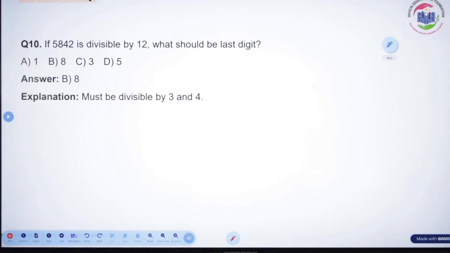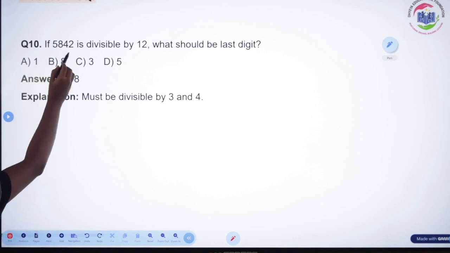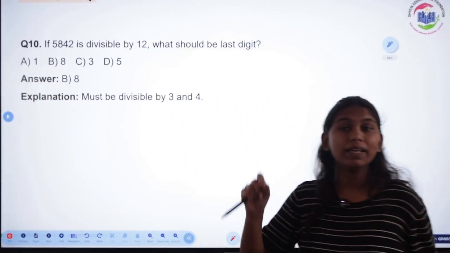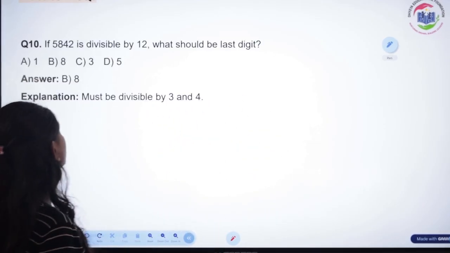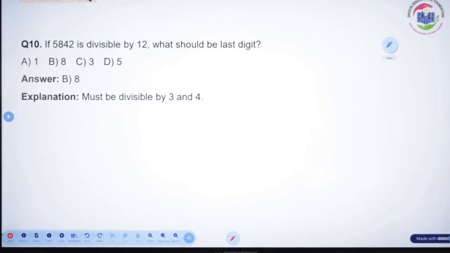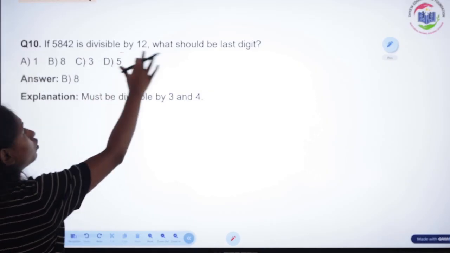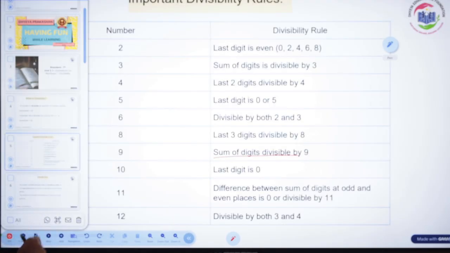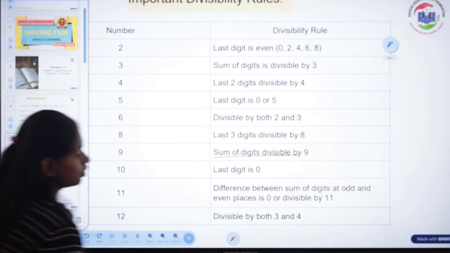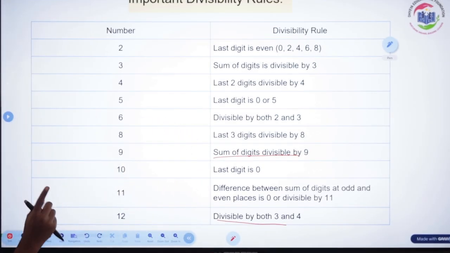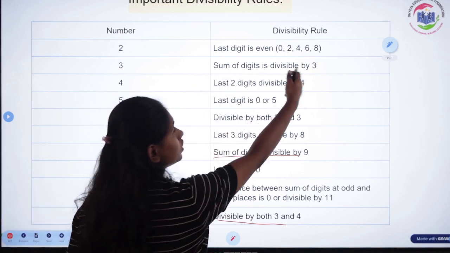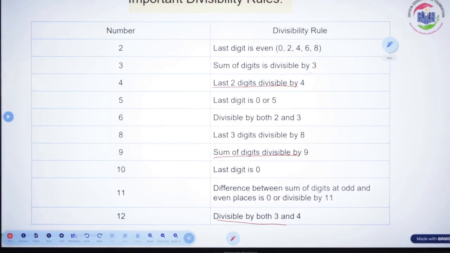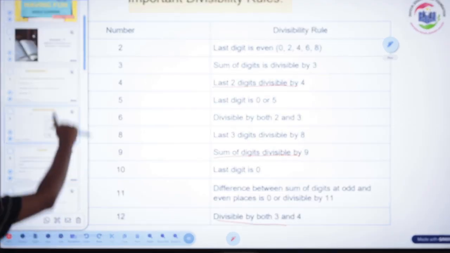Then next, if 5842* is divisible by 12, what should be the last digit? Now what is the rule for checking if a number is divisible by 12 or not? It must be divisible by both 3 and 4. And what is the rule for 3? The sum of digits is divisible by 3, and the last 2 digits divisible by 4. Okay. So let's check.